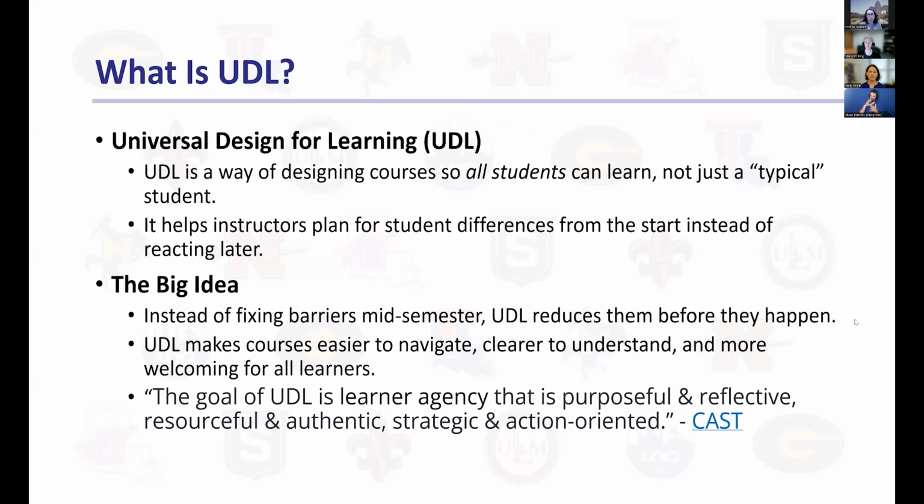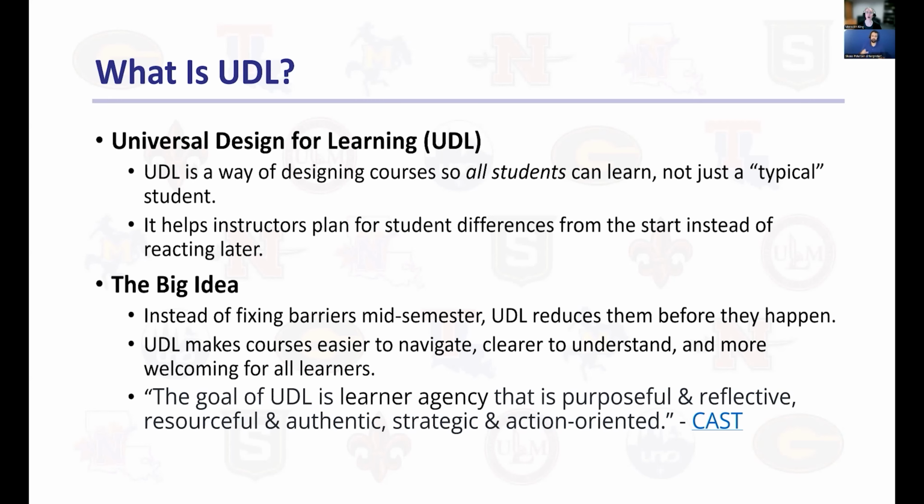So let's get started. First, what is universal design for learning? We want to know that, right? Universal design for learning is a way of designing courses so all students can learn, not just your typical student. It helps instructors plan for student differences from the start instead of reacting later. So the idea is that you're going to be designing from this place where everyone has access, instead of fixing those barriers after they've been created mid-semester. You're going to reduce them so that they don't even happen up front. Universal design for learning makes courses easier to navigate, clearer to understand, and more welcoming for all learners.